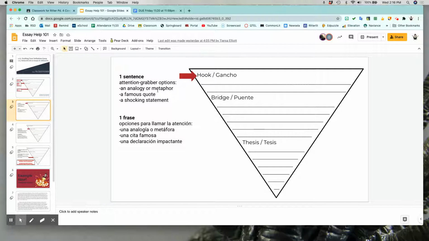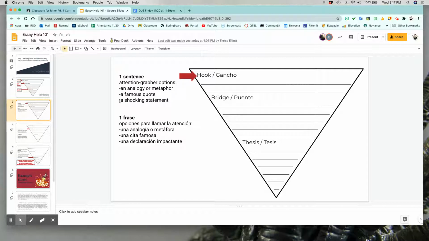One is to use an analogy or a metaphor. So that would be saying something like, America is a melting pot. You are comparing America to something. The second option is a famous quote. So you could Google for quotes about America or about a specific aspect of America that you're going to discuss in your paper. There are likely a ton of quotes from famous Americans addressing what they think about this country. So that is a good option for this.